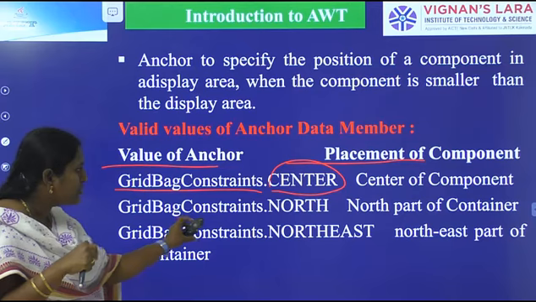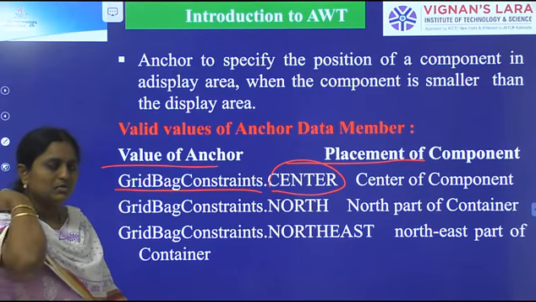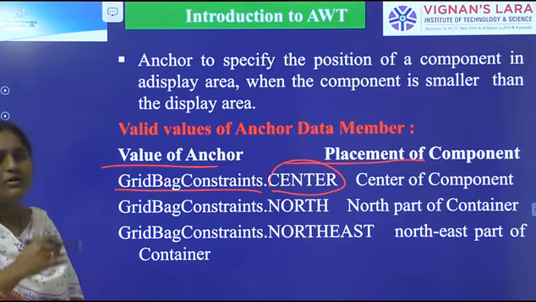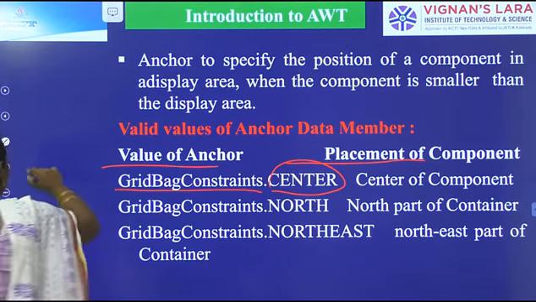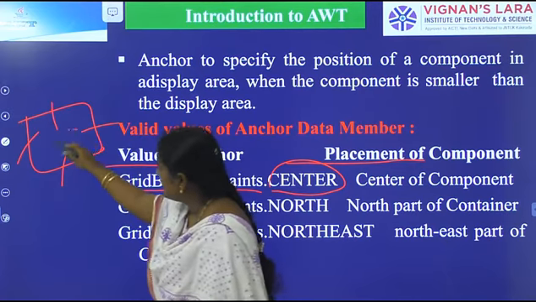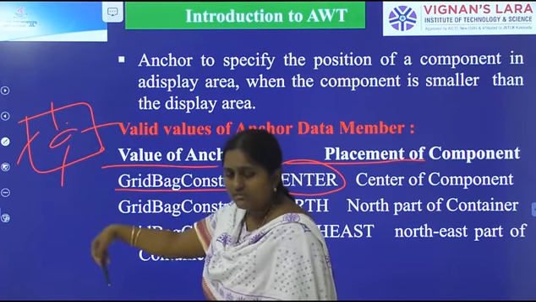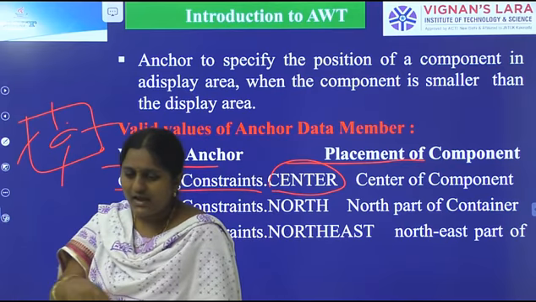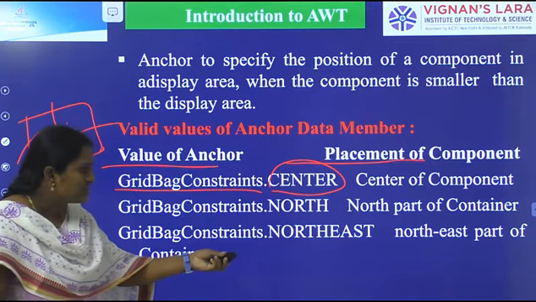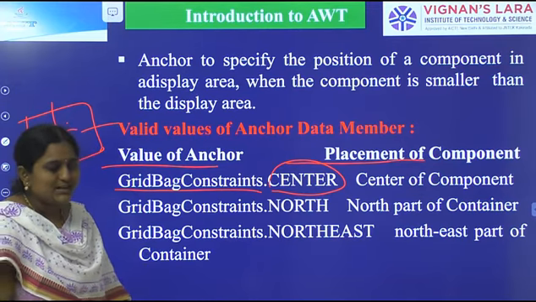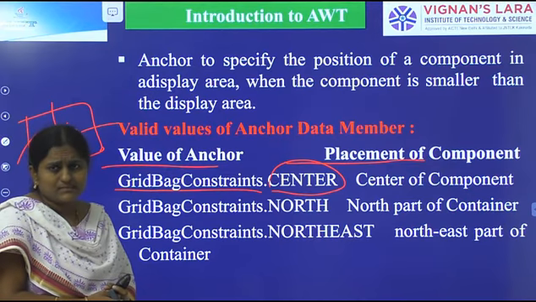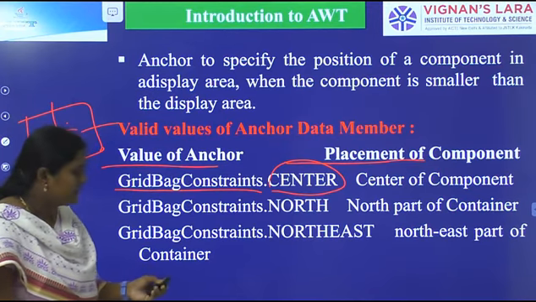Next, GridBagConstraints.NORTH. This constraint specifies we can place a component in the north part of the container. In a window, east, west, top, south, center, left, right, top, bottom, these all are the regions where you can place the components. Next one, GridBagConstraints.NORTHEAST. These positions specify the northeast part of the container.